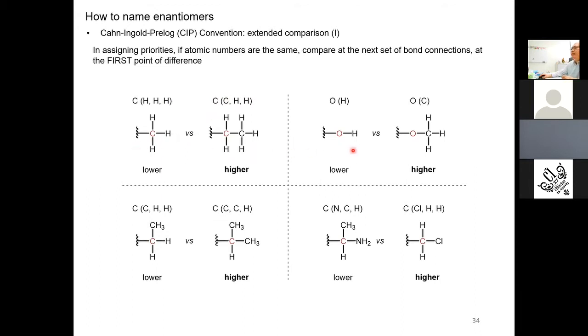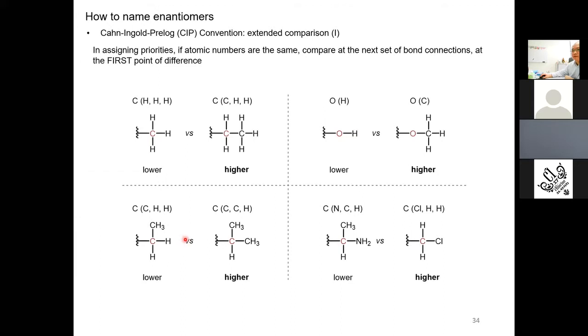Okay, for this one, we have a hydroxy group and the other one is a methoxy group, which is an ether type functional group. The O has 1 H on it, but for the ether, the O has 1 carbon on it. Carbon is bigger than H. So the methoxy group on the right has higher priority than the hydroxy group.